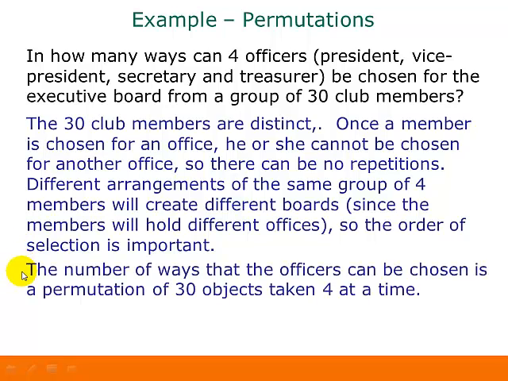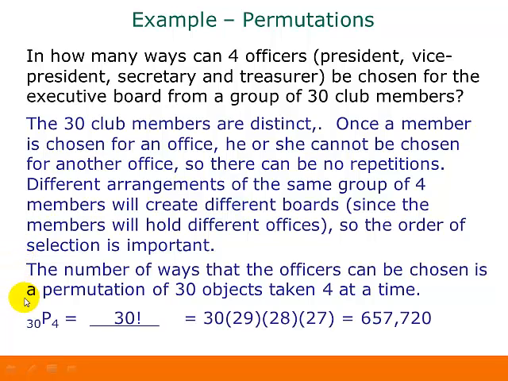The number of ways that the officers can be chosen is a permutation of 30 objects taken 4 at a time. And again, the things we were looking for here are that we had distinct objects, in this case our club members were all distinct, that there couldn't be any repetitions, so once we chose a member for one office, he or she couldn't be chosen again for another office, and the order of the selection was important. So those 3 things told us that this would be a permutation. So we've got a permutation of 30 objects taken 4 at a time.